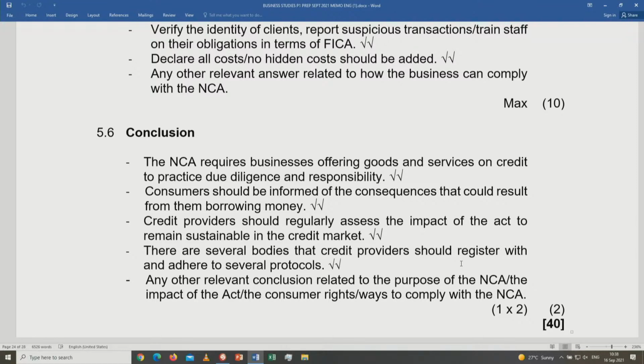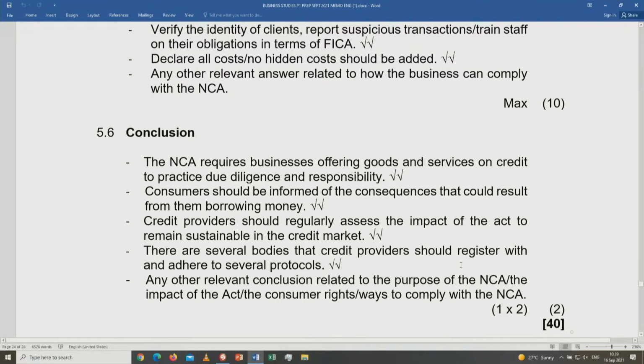Consumers should be informed of the consequences that could result from them borrowing money. You see the concluding statement is 2 marks also. Look at the third one. Credit providers should regularly assess the impact of the Act to remain sustainable in the credit market. You can link this with the third bullet on the question, which was about the impact. But it is a concluding statement. There are several bodies that credit providers should register with and adhere to several protocols. This you can link it with the last bullet, which has got to do with compliance. So if learners can come up with concluding statement that link with the bullets, that would make them relevant to the question, and they will definitely get that well-deserved 2 marks, which is 2 marks there.